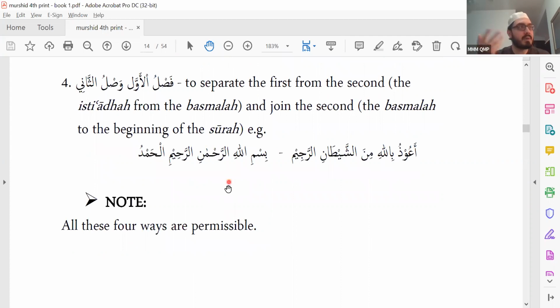So recap quickly. You join everything. Join the isti'adha, join the basmala, join the beginning of the surah. Number 1. Number 2, separate everything. That's the opposite, right? Say A'udhu Billah, stop. Bismillah, stop. Alhamdulillah, stop.